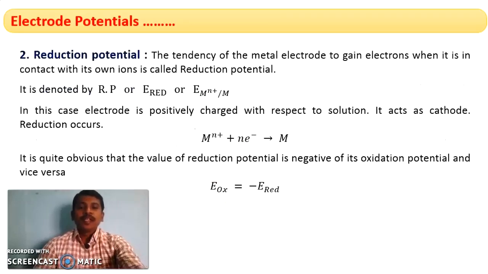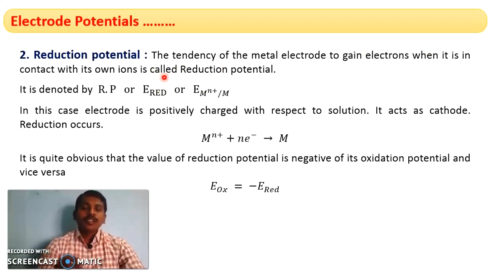Next one is reduction potential. Reduction potential is defined as the tendency of the metal electrode to gain electrons when it is in contact with its own ions. When a metal electrode is dipped in its own salt solution, if the metal electrode gains electrons, it is said to have reduction potential. Reduction potential is represented with RP or E_red or E_M^n+|M. M^n+|M indicates reduction, so E_M^n+|M indicates reduction potential.